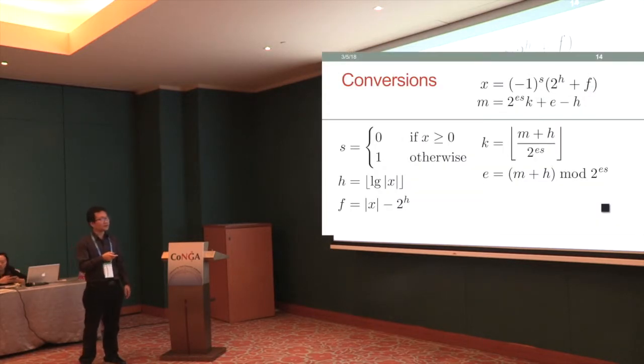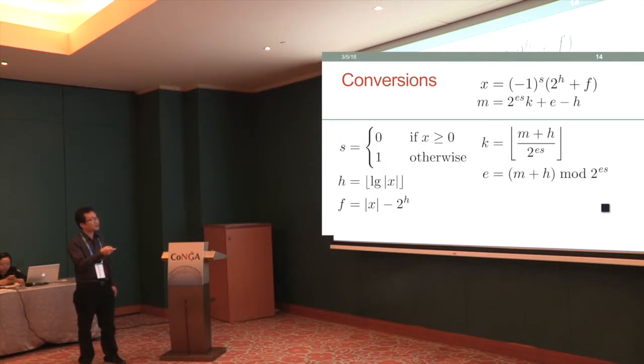For converting fixed point back to posit, having this formula here as a reference, we are given x and m. We can determine s by simply looking at the sign of x. And since by definition f is strictly less than 2 power h, the log of absolute x will just return h.